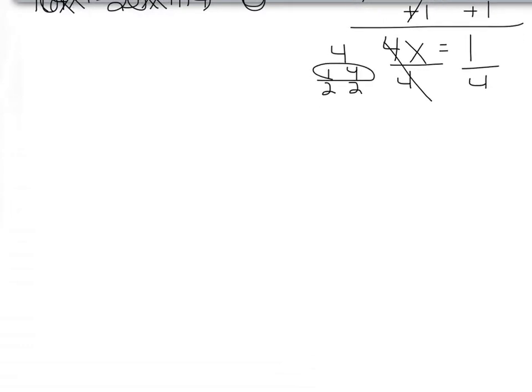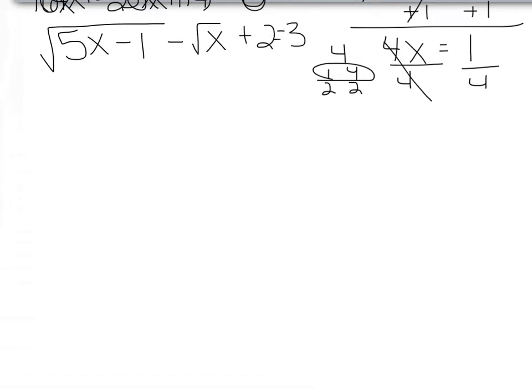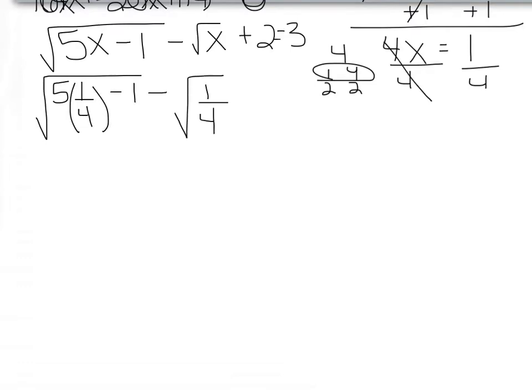Alright. So the original equation again was the square root of 5x minus 1 minus the square root of x plus 2 equals 3. So we're going to plug in 1/4 everywhere there's an x. Square root of 5 times 1/4 minus 1, minus the square root of 1/4 plus 2 equals 3.